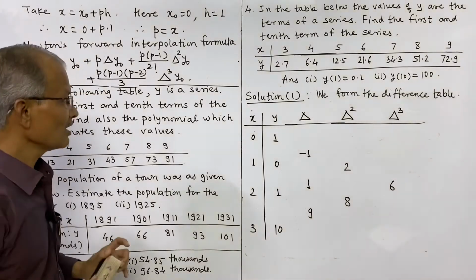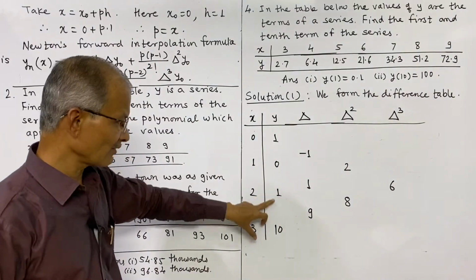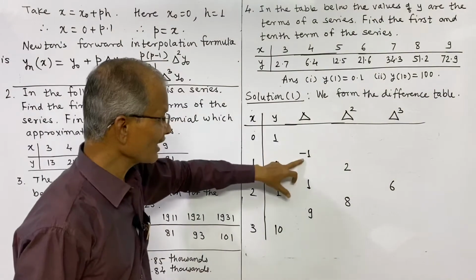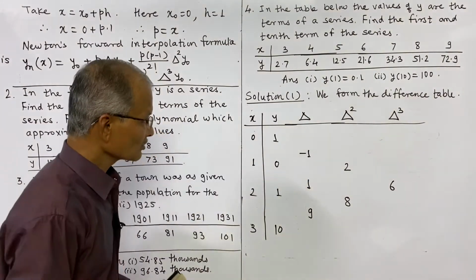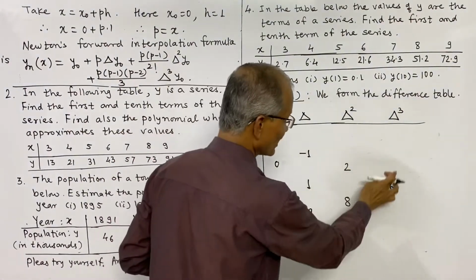What are the values? Y naught. This is the first value of y, y naught, this is y1, etc. What is delta y naught? Delta y naught is this value. The differences at y naught will be here. So this is delta y naught, this is delta square y naught, and this is delta cube y naught.